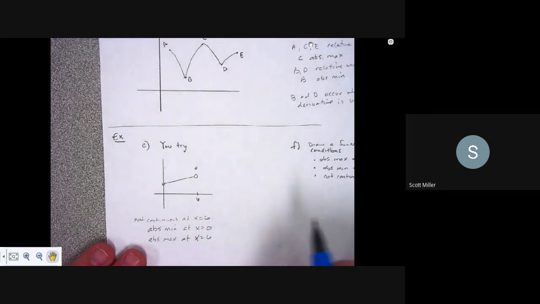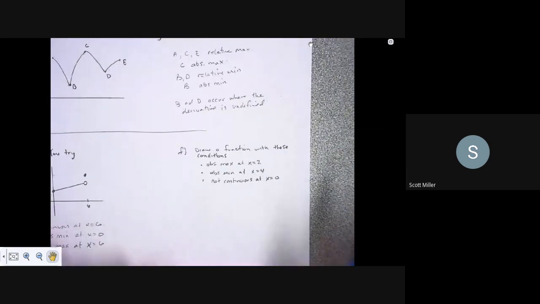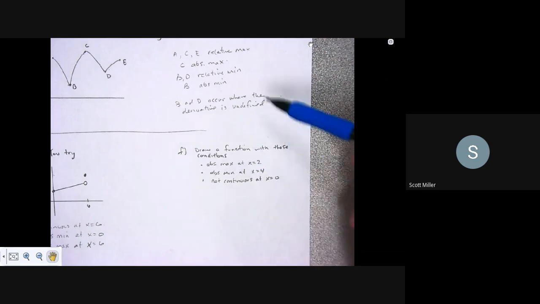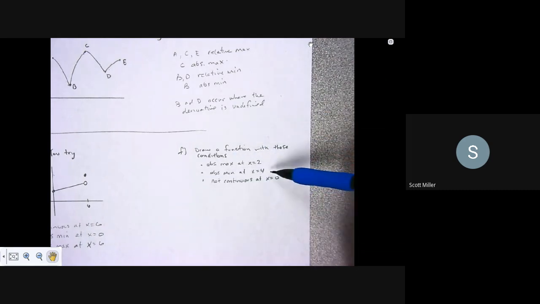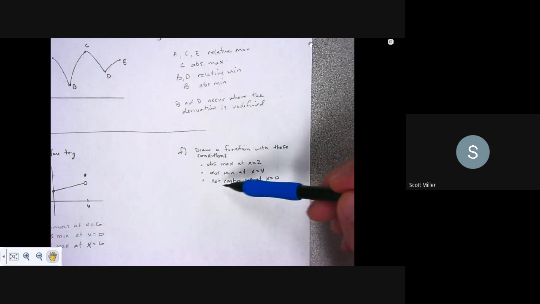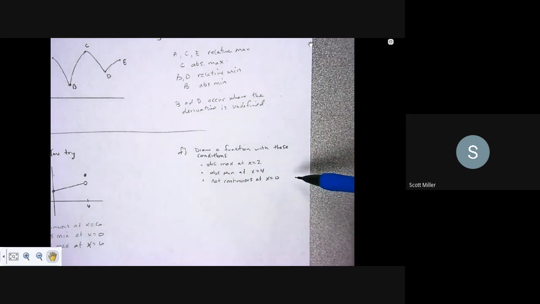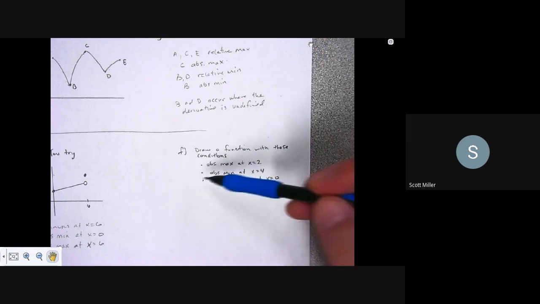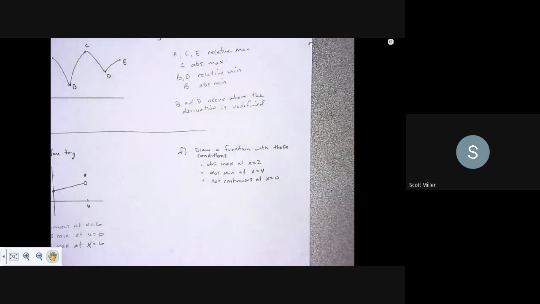Okay? So let's take a look at another one. This one again is a pausing one for you. This time I want you to draw a function with these conditions. I want an absolute maximum at 2. I want an absolute minimum at 4. And I don't want it to be continuous at 0. Not continuous at 0. Absolute max at 2. Absolute min at 4. Pause the video and see if you can draw that picture.